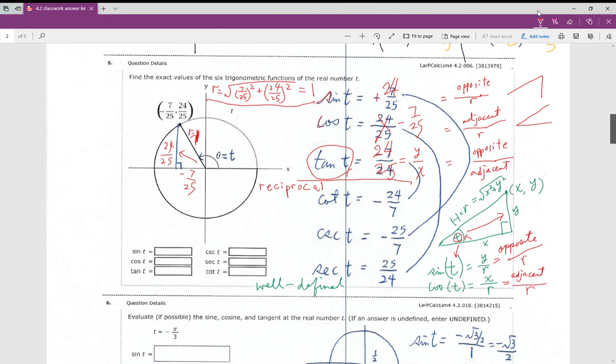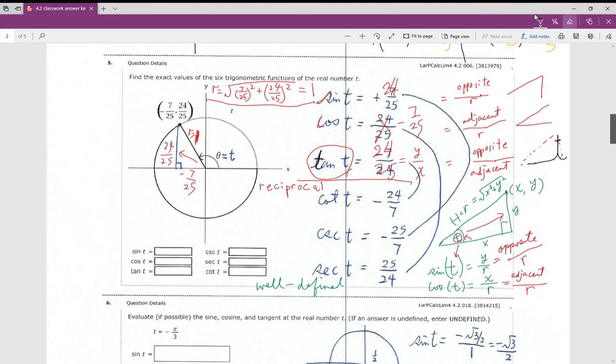Okay. And what's tangent? If you have a triangle, right? And the tangent, it looks like that, a T, right? Tangent. Okay. Tangent. So it's talking about these two sides, y/x.